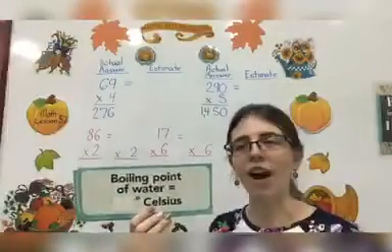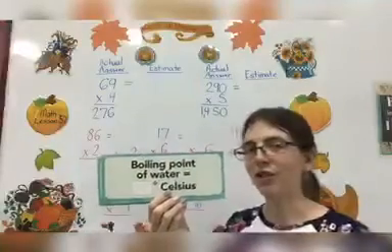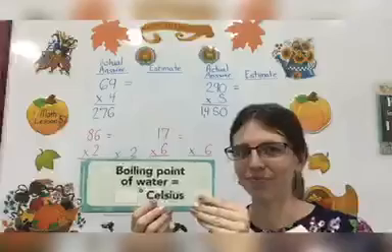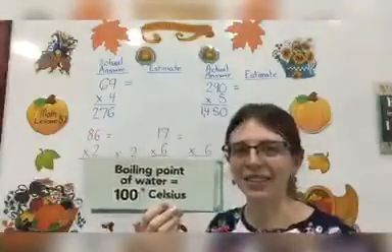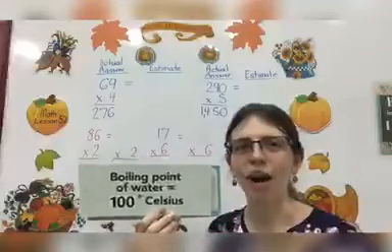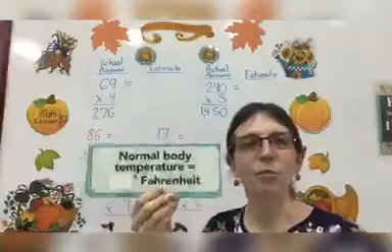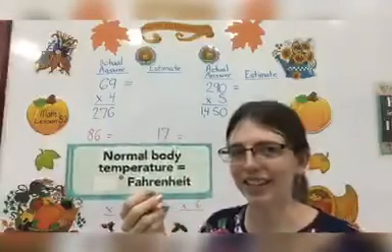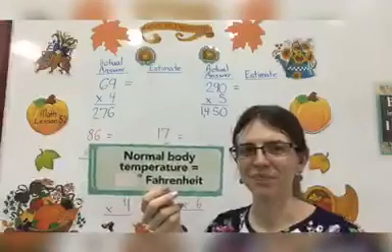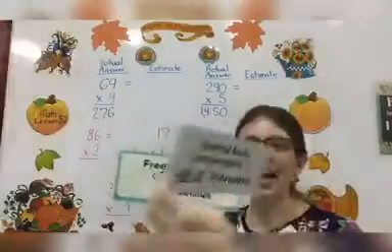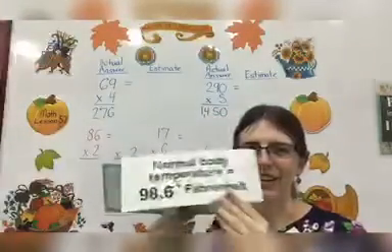Boiling point of water in Celsius. Well, it has to be smaller than 212. 100 degrees Celsius is the boiling point of water in Celsius. All right, normal body temperature in Fahrenheit. Okay, it has to be bigger than 37. 98.6 degrees Fahrenheit. Very good.